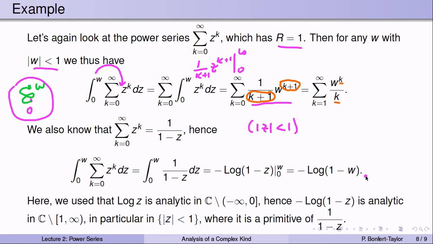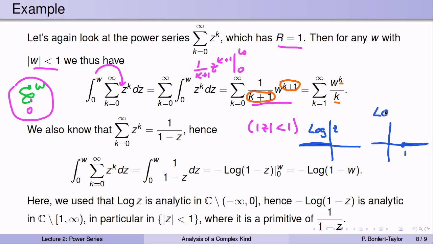We used here that the logarithm of 1 minus z is analytic in this disk. So let me remind you why that is the case. The logarithm function itself was analytic in the complex plane minus the negative real axis. So that's where log z is analytic. Now we're looking at logarithm of 1 minus z, which shifts this region to the complex plane minus the portion of the positive real axis starting at 1.